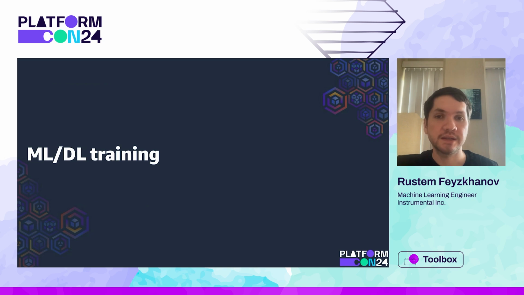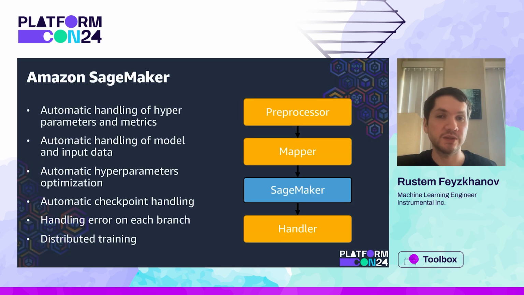Next is deep learning training. So similarly, we can just use SageMaker. And the advantage here is that it will have automatic handling of hyperparameter optimization and metrics, as well as data input and model output. And finally, it can also have hyperparameter optimization, as well as checkpoint handling.